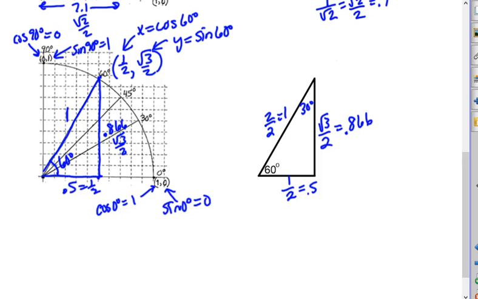So the unit circle helps us to find the sine and cosine very easily because they're just the x and y coordinates of the points on the circle. So there is my introduction to quadrant 1 of the unit circle. Then on the next video we're going to look at all 4 quadrants of the unit circle.